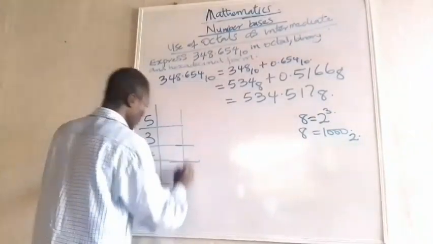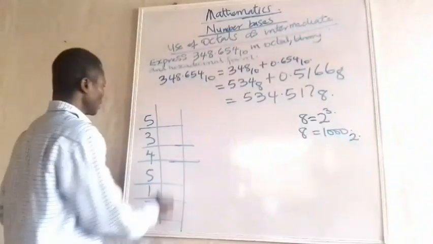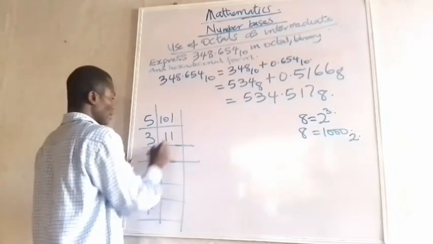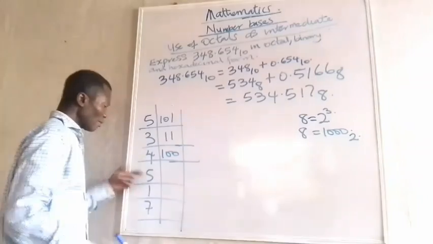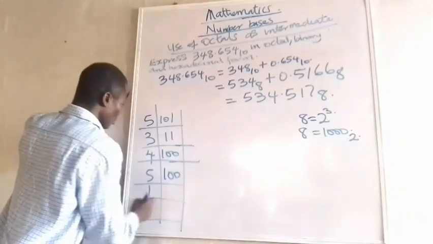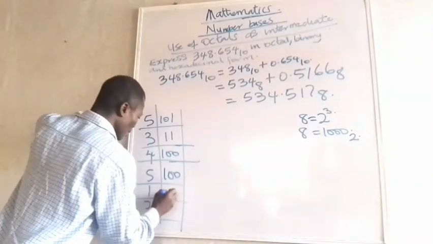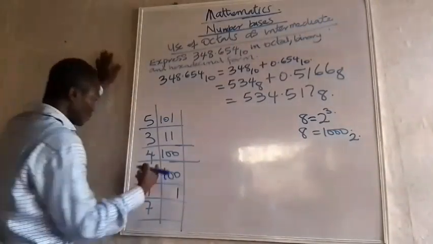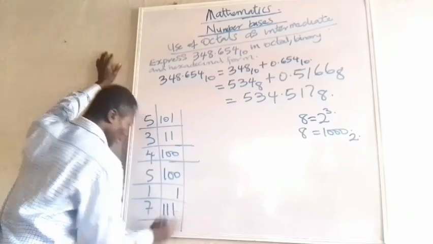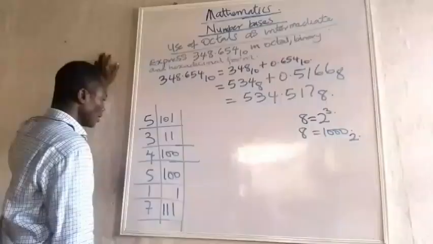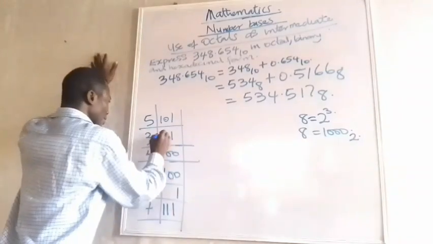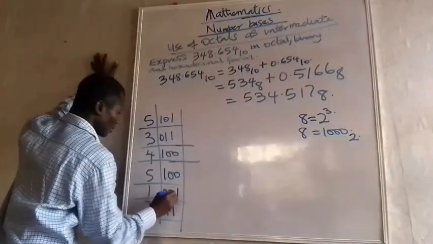What is 5 in base 2? That is 101. 3 in base 2, 11. 4 in base 2, 100. 5, 101. 1, 1. 7, 111. But you must express everything in 3s. In 3s. So this one will be 0, 1, 0, 0, 1.